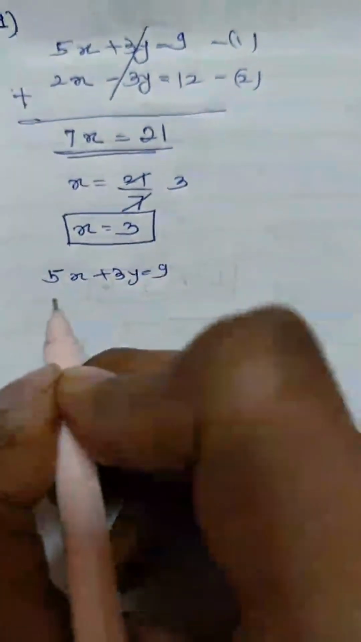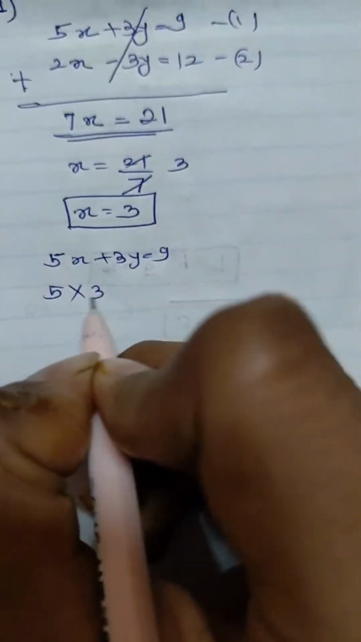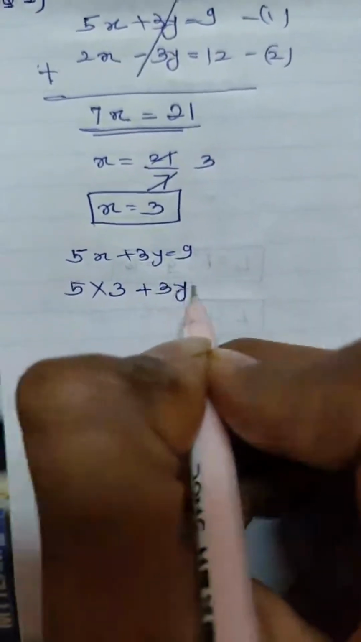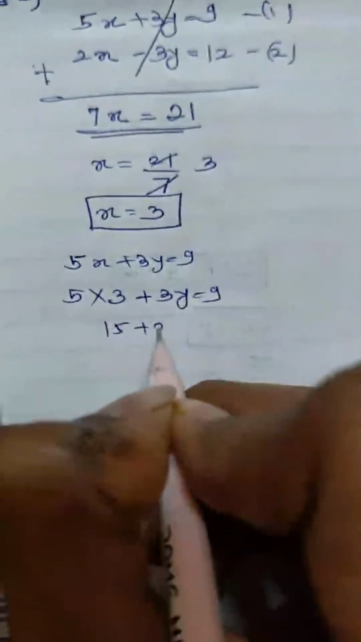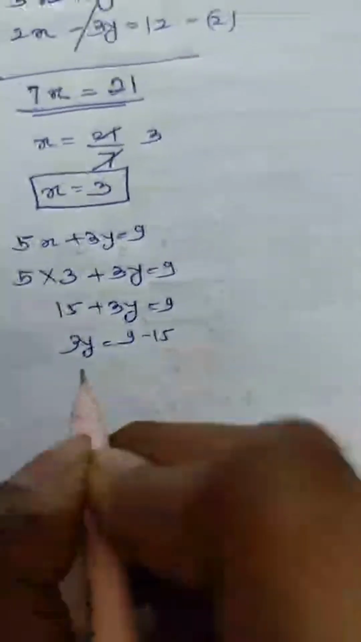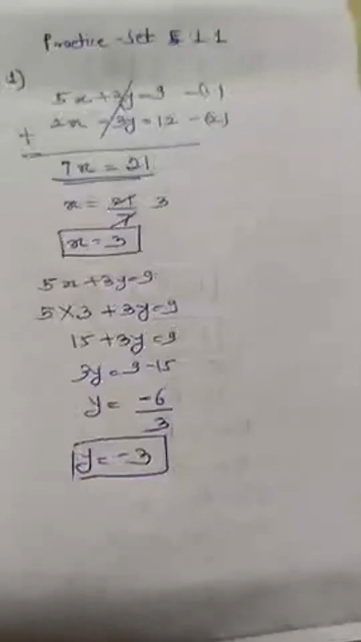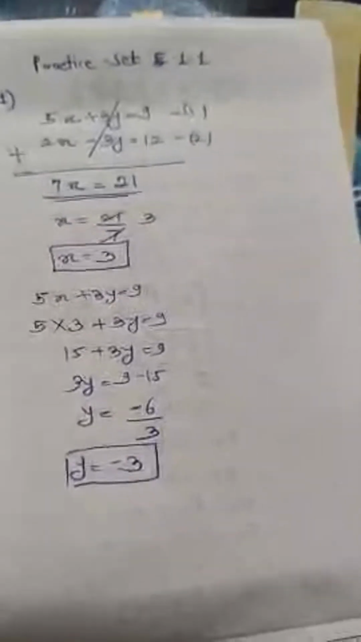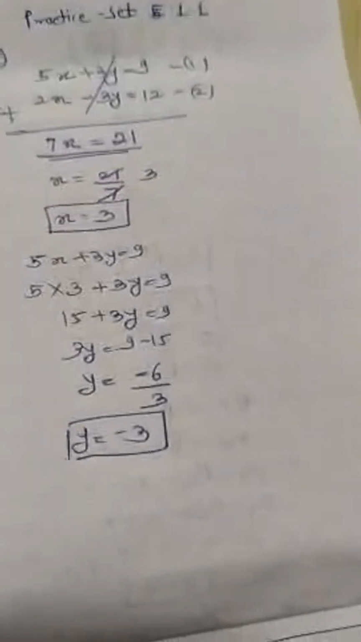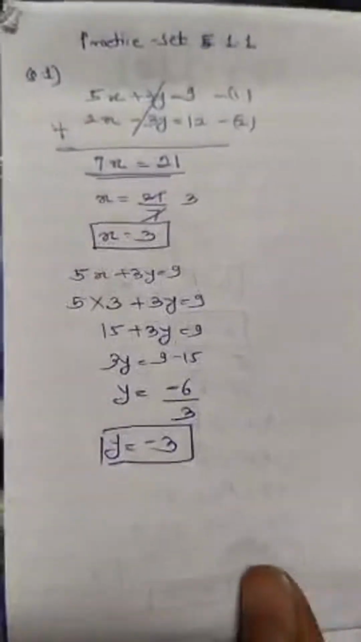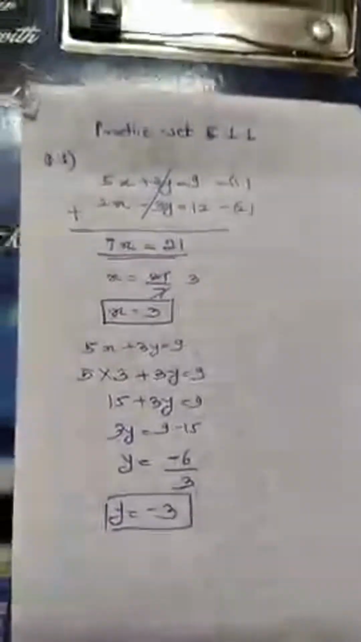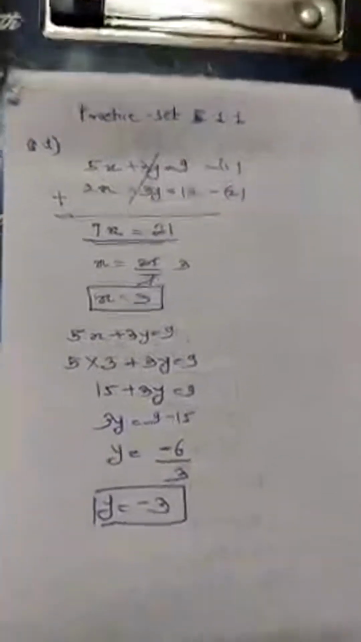Equation 1 is 5x + 3y = 9. So putting this value of x, 5 into 3, plus 3y = 9. 15 + 3y = 9. 3y = 9 - 15. y = -6 divided by 3. y = -3. This is the value y = -3 we got. In this way you can solve this activity and complete it.